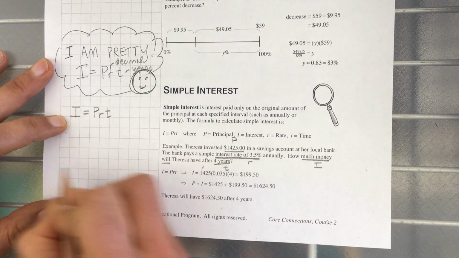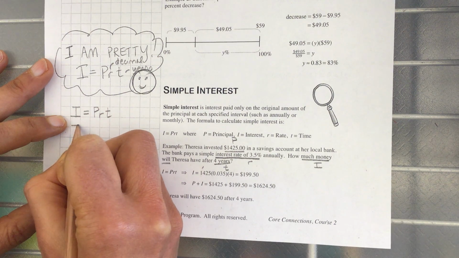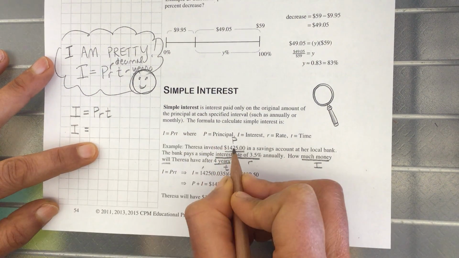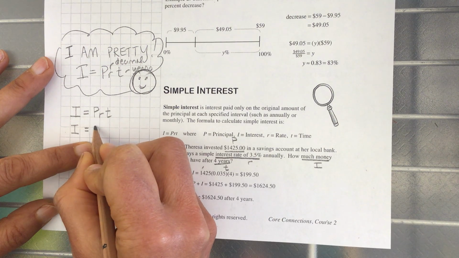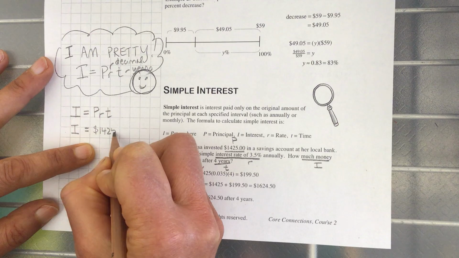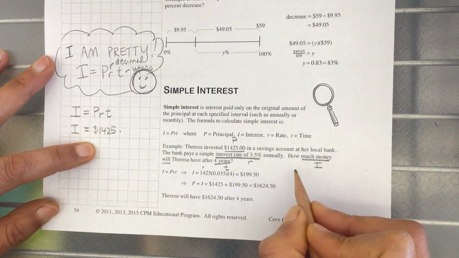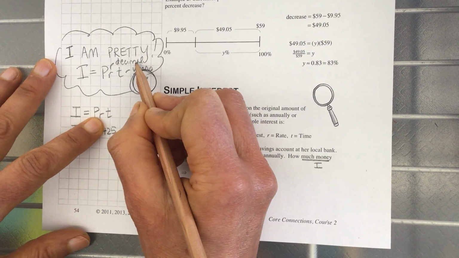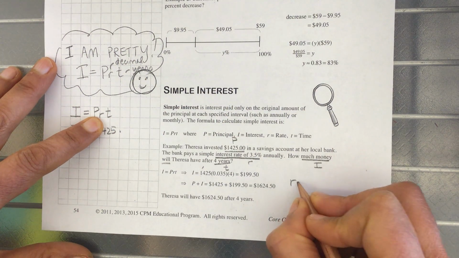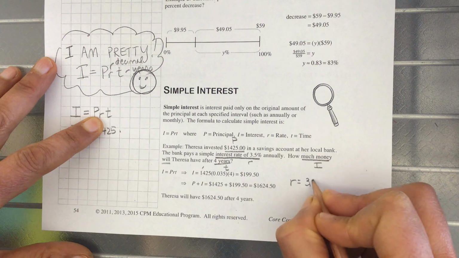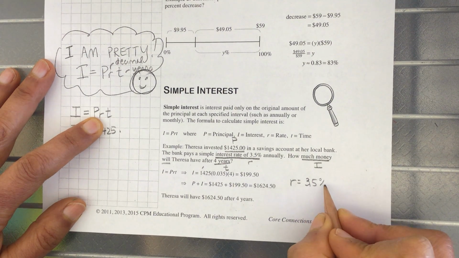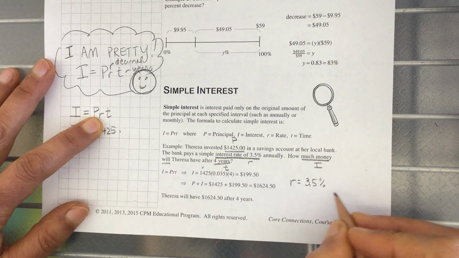So I'm going to start writing down. I'm looking for the interest equals the principal, and the principal was $1,425 times the rate. The rate needs to be as a decimal. So I'm going to write down rate equals 3.5%. And you're like, but it already has a decimal in it. No, it's a percent that has a decimal in it.